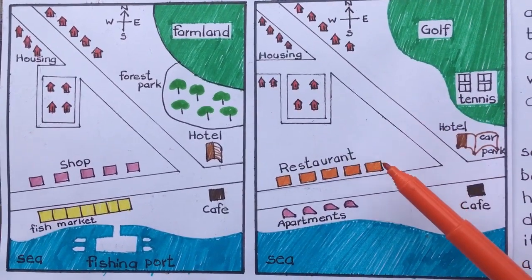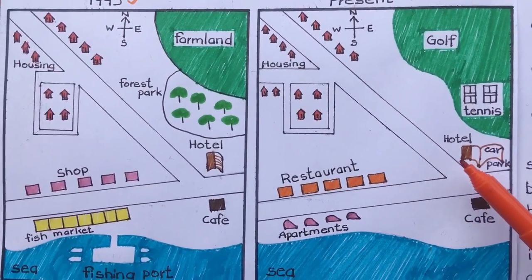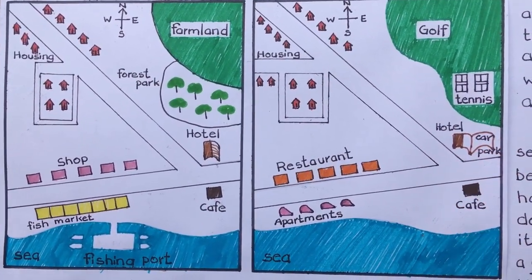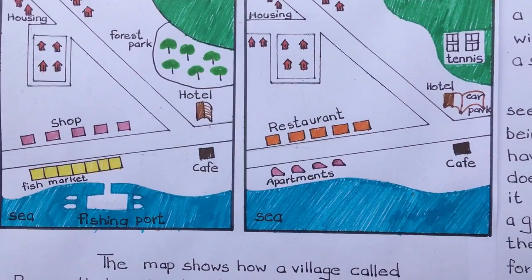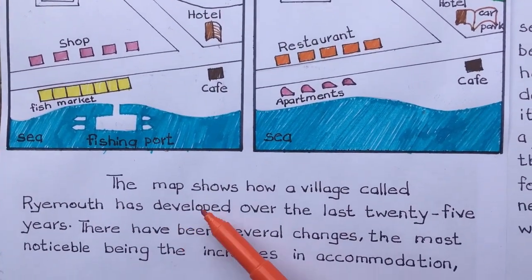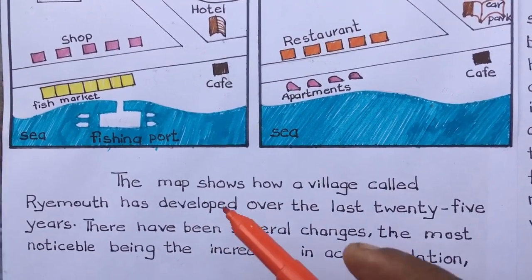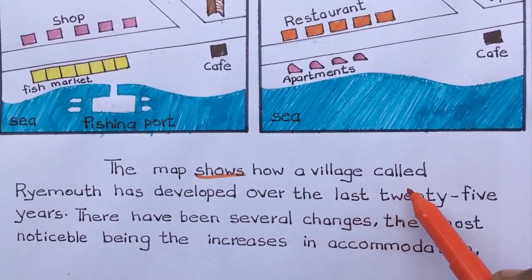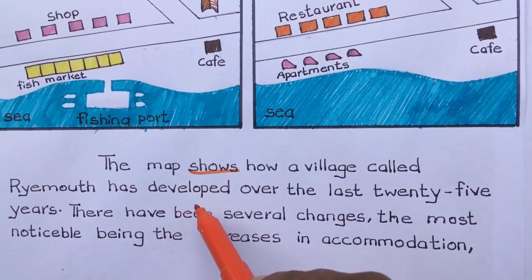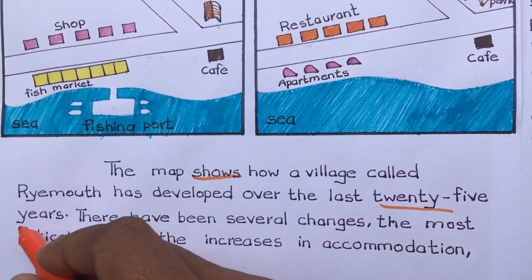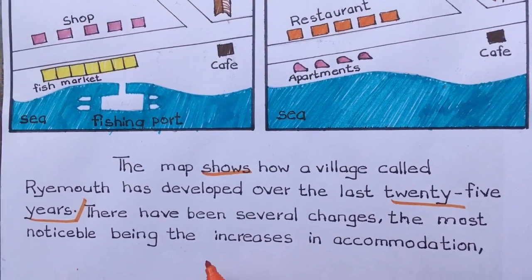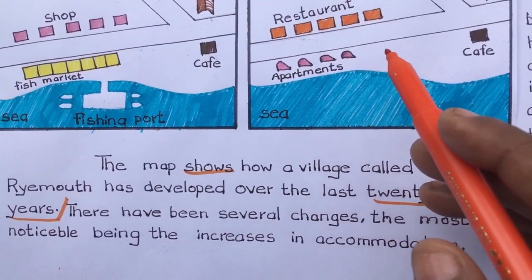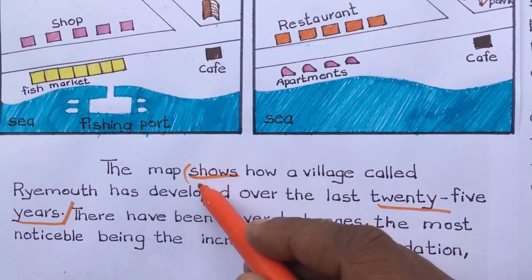So let's move to the sample, then I'll tell you how you can write exactly. I am going to discuss the major features and minor features, and then we'll see how we can use these ideas in a perfect essay. The map shows, and here I have used the word shows, you can write illustrates. The map illustrates how a village called Rymouth has developed over the last 25 years. So my first sentence explains what this particular map is about.